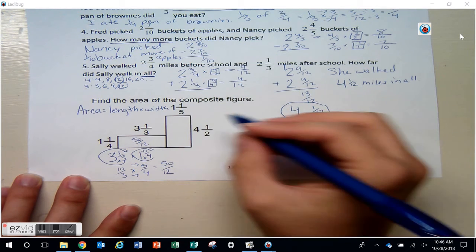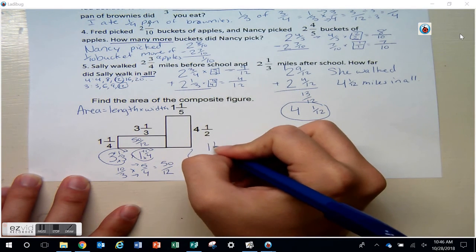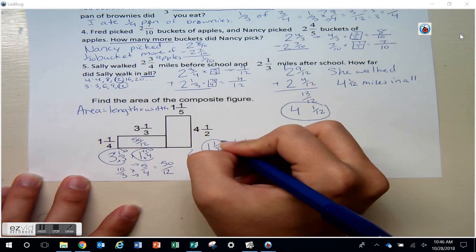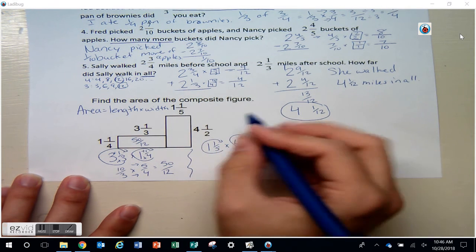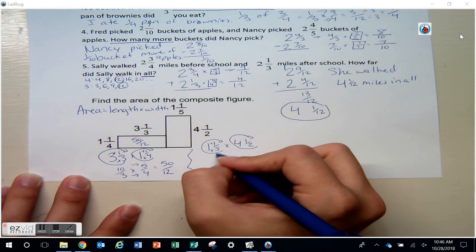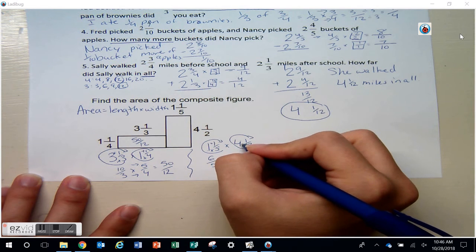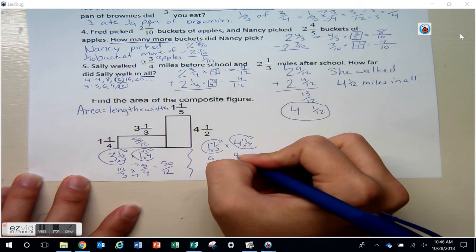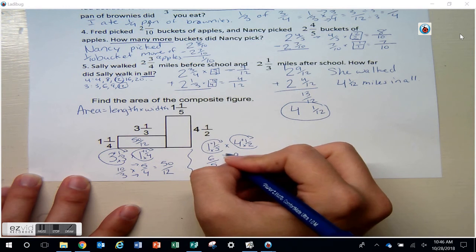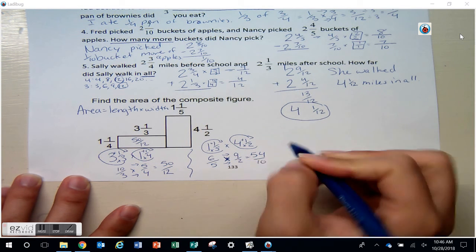Here we go, we have 1 and 1/5 times 4 and 1/2. Before I can multiply, I need them to be improper fractions. 5 times 1 is 5 plus 1 is 6. 4 times 2 is 8 plus 1 is 9. Multiply straight across and we get 54 tenths.